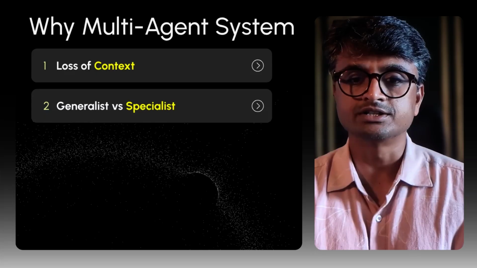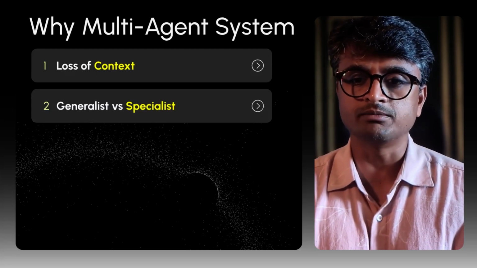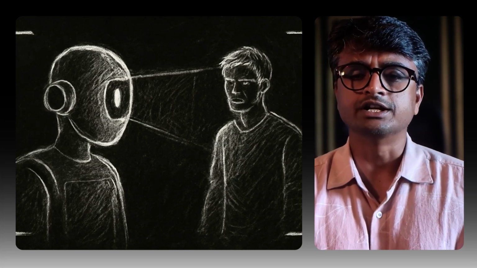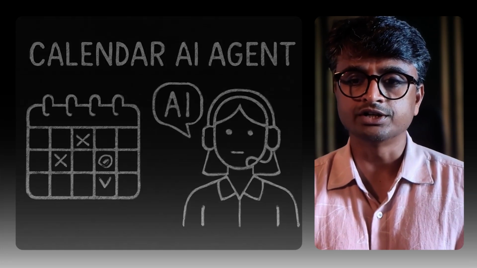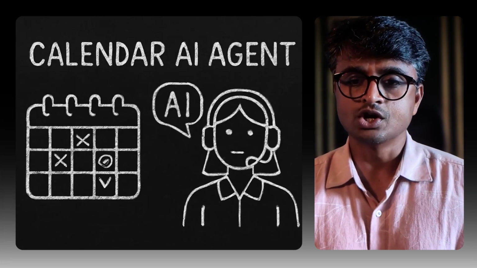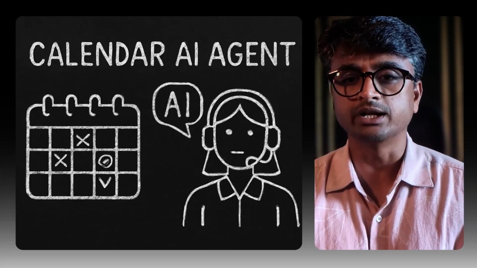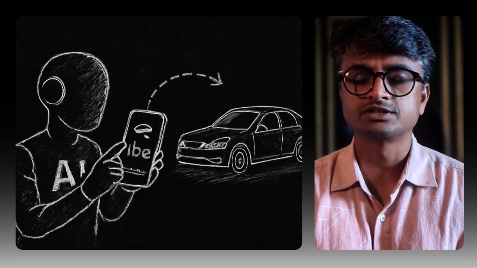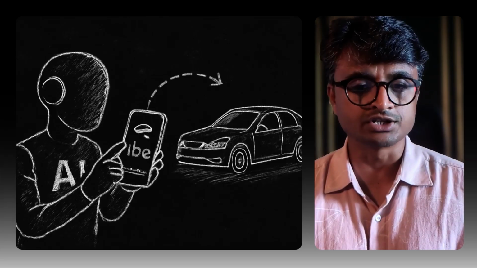Second reason is generalists versus specialists. Specialists will do one job and they will do it right. Imagine one agent is an observer that is integrated with your Google Home camera. The second is a record keeper. It keeps a record of what makes you look good. The third agent is your calendar assistant, who looks at your calendar for who you are meeting that week and when. The fourth agent books the haircut appointment. And the fifth agent sends you the Uber. This allows for way better decentralized decision making.